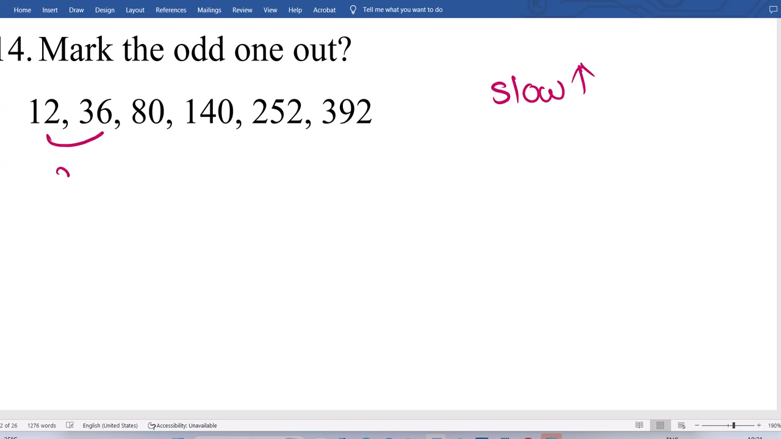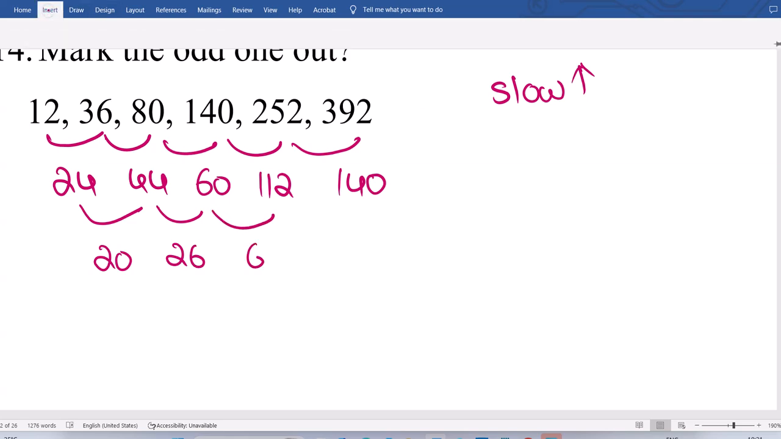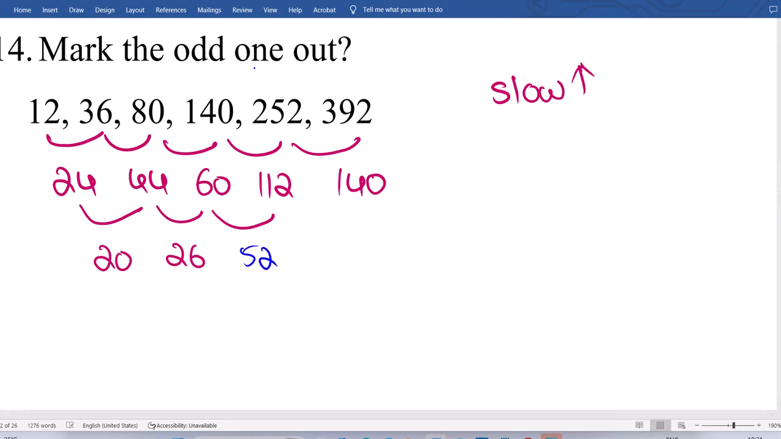Then if that is the case, take the difference between numbers: 24, 44, 60, 112, 140. Again take the difference between numbers: 20, 26, 52. I think there is a problem with 60 or 112. That we can clearly observe. Okay, so 52, then here the difference is decreasing, 28 only. So 20, 26, if it continues, 32, then 40 is the difference required if it is 32.